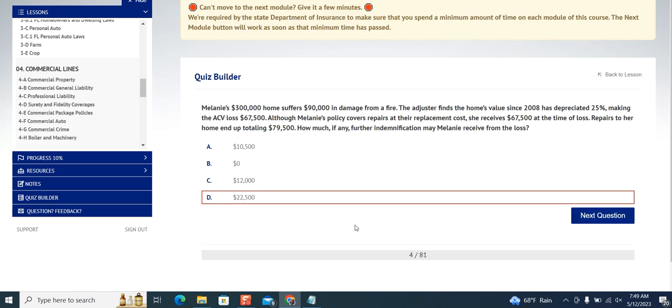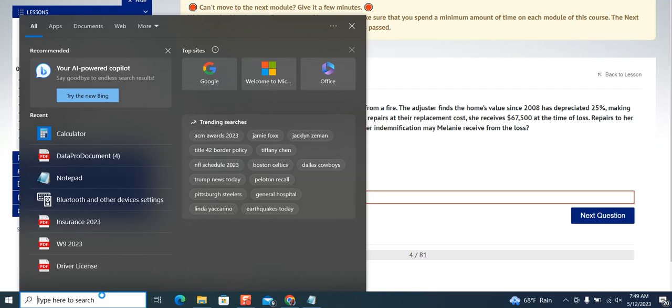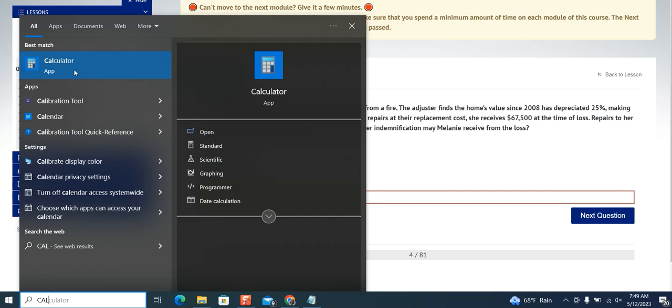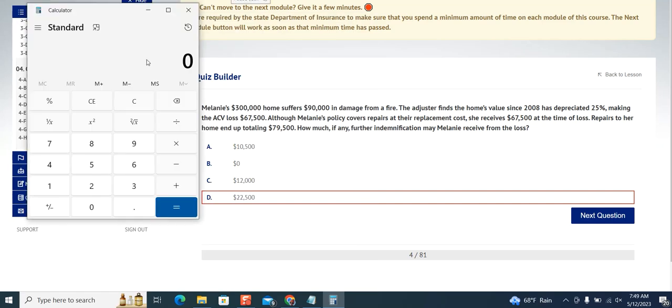Let me see if it was... where did the calculator go? What in the world did I just type in? Let me see something. It ain't D, so obviously I got that wrong. But I'm trying to see if it ain't D. Let me do.